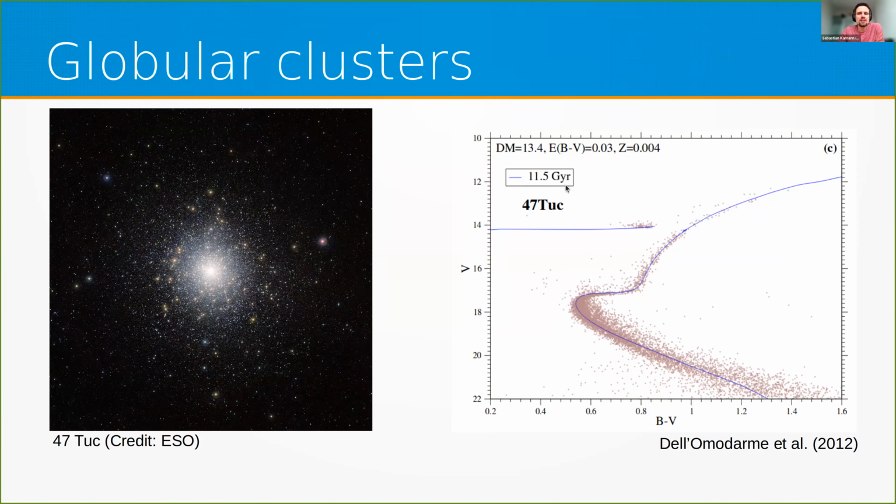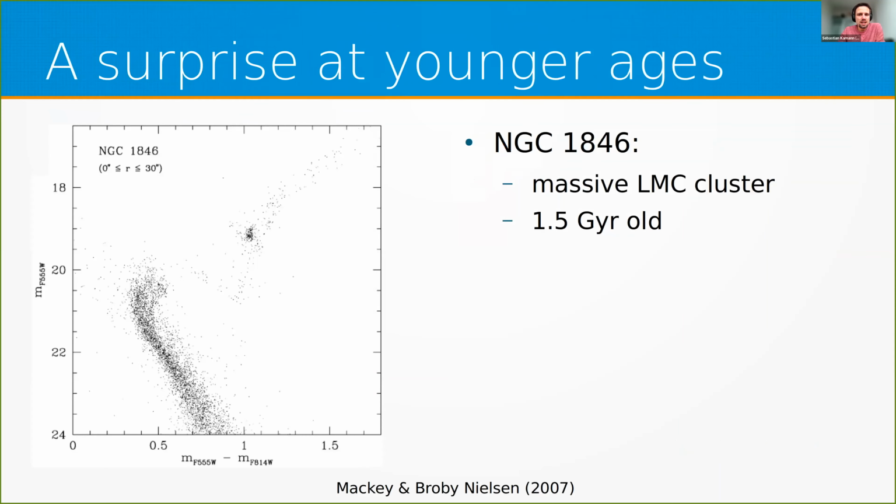However, when people then finally were able to look at these younger massive clusters in the Magellanic Clouds, they found a few surprises. And the first one that I want to talk about, we can see in NGC 1846. So this massive 1.5 gigayear-old, maybe young or intermediate age cluster in the Magellanic Cloud. Here you see its color magnitude diagram from a study by Mackey and Broby Nielsen in 2007. And if you look at the main sequence turnoff of this cluster, then you already see maybe something strange.